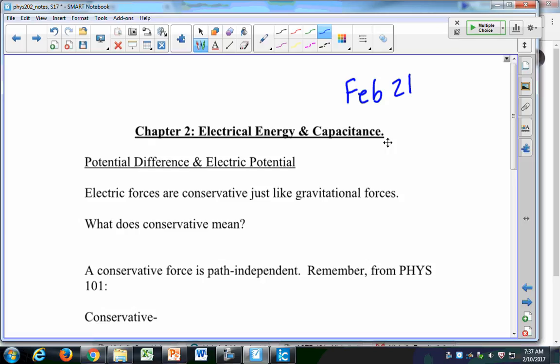We're moving into chapter 2. In chapter 2, we're going to see potential. It's kind of a difficult topic, but I think y'all will be okay. It's difficult just in the sense that it's kind of abstract.